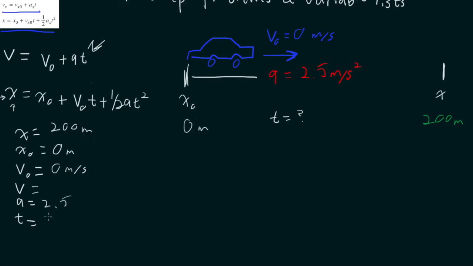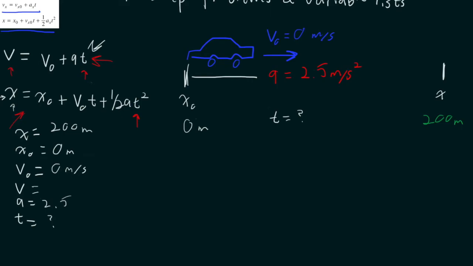And I'm wondering, how long does that take? Well, I'm looking for time. And so I'm able to use one of these two equations to find that time. But I don't have the final velocity, so there's no way for me to solve this equation. I am missing a key variable. However, in this equation, I have x, I have x naught, I have v naught, and I have a. So I have everything I need in order to solve that.